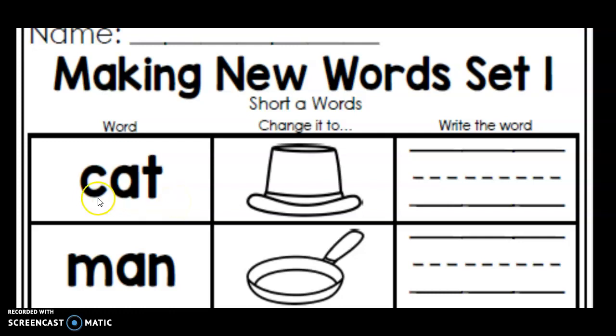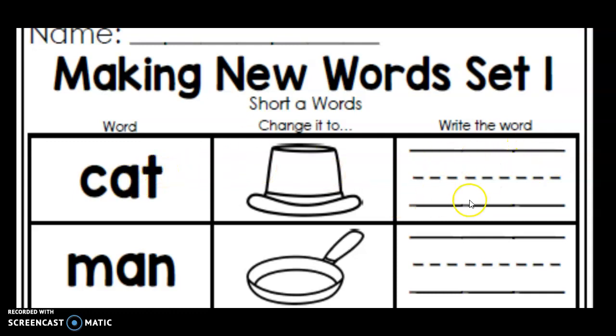I need to change the word cat to make it hat. What letter should I change? Listen. K, cat. H, hat. Do you hear the beginning sound change? The rest of the word should stay the same. So I would leave the A and the T.